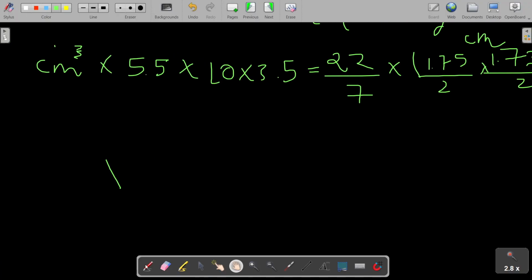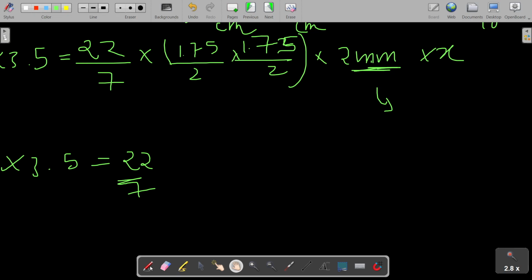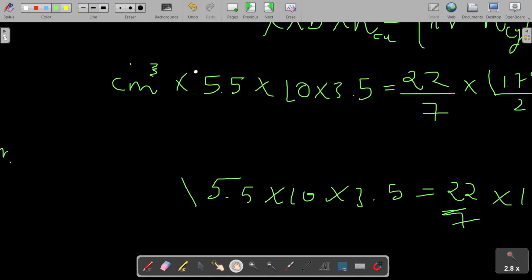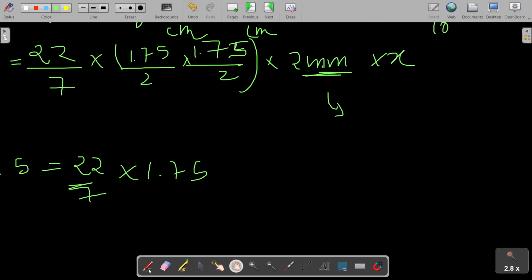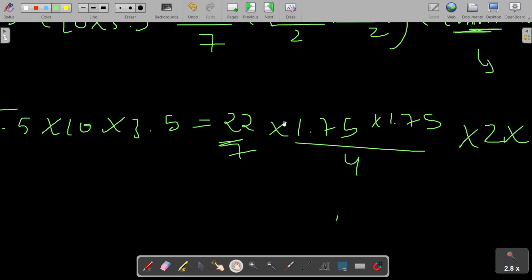Okay, so let me write it down like this: 5.5 into 10 into 3.5 and 22/7, and this thing is 1.75. Is it 1.75? Yeah, 1.75, and this becomes 4. 2 times 2 is 4, and this is 2 into 1/10, so into x. Okay, so now the units are the same. Now we can calculate anything.